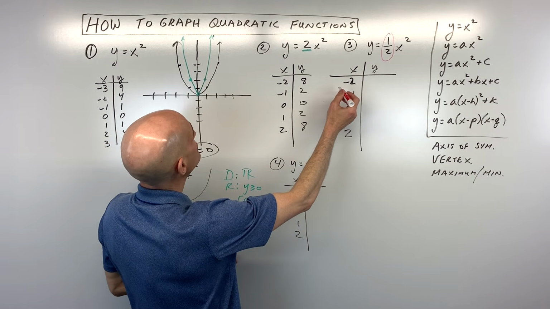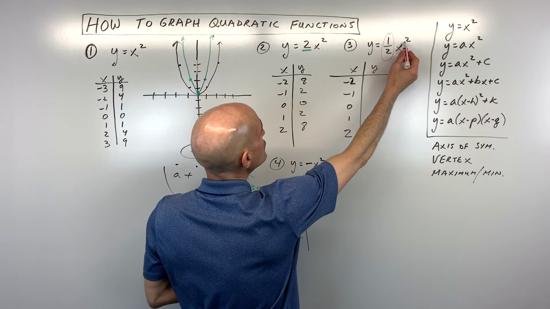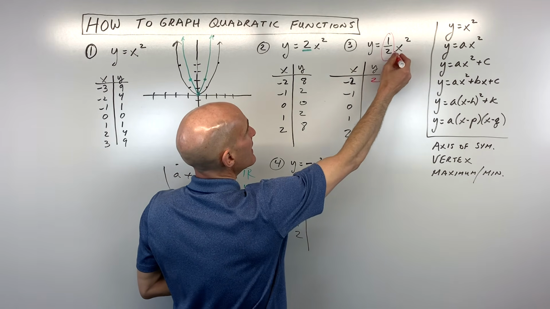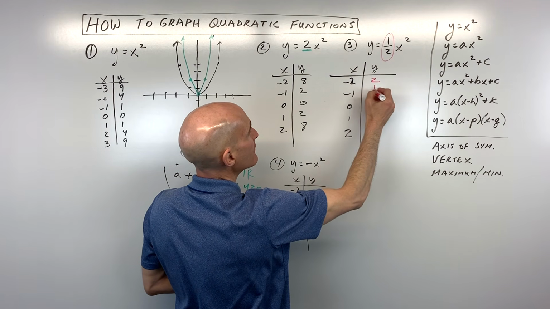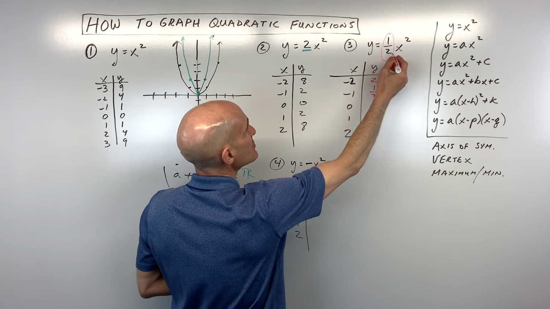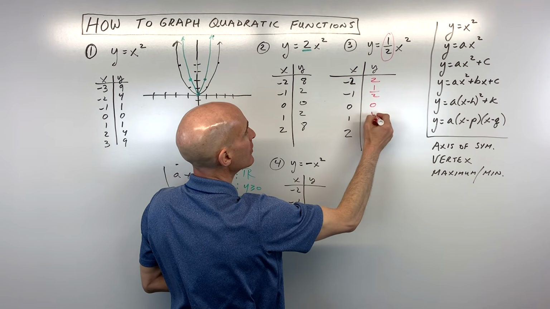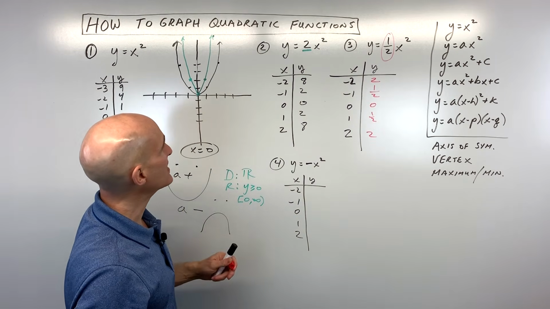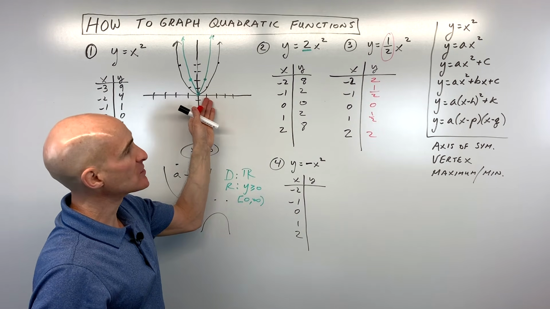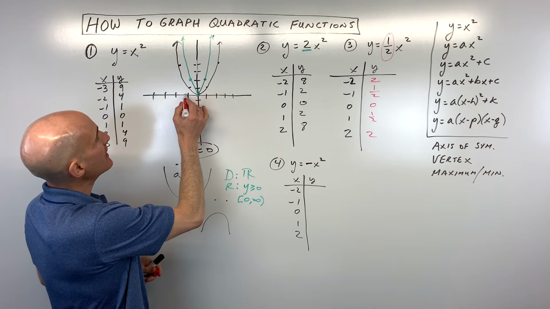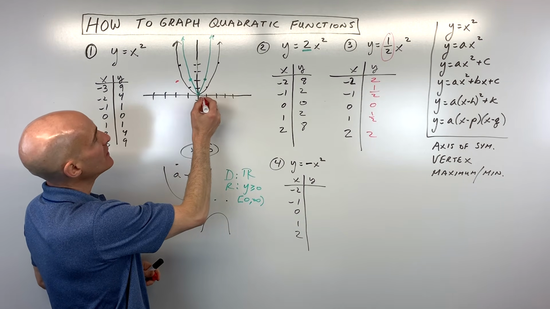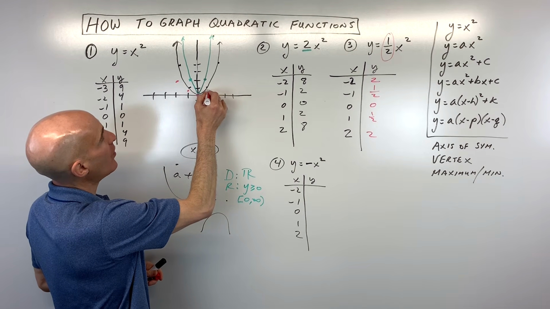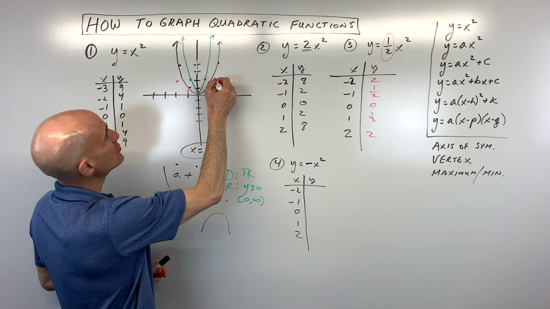If we've got -2, -2 squared is 4, times 1/2 is 2. -1 squared is 1, times 1/2 is 1/2. 0 squared is 0, times 1/2 is 0, and then these are going to be the same. See how it's symmetric, it's the same on both sides. Let's plot that on the same graph so we can see what this looks like: -2, 2; -1, 1/2; 0, 0; 1, 1/2; and 2, 2.